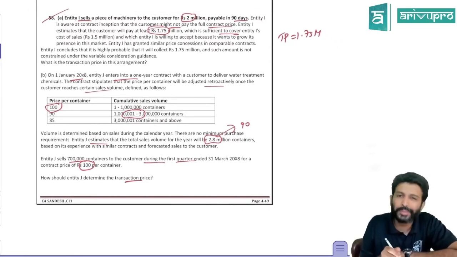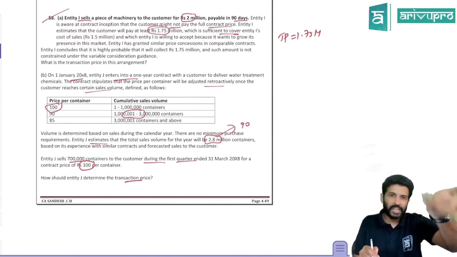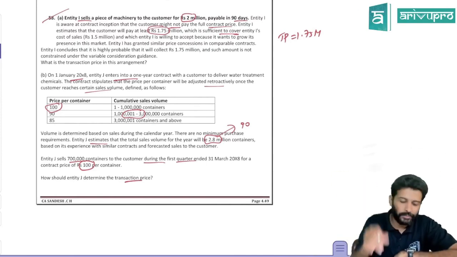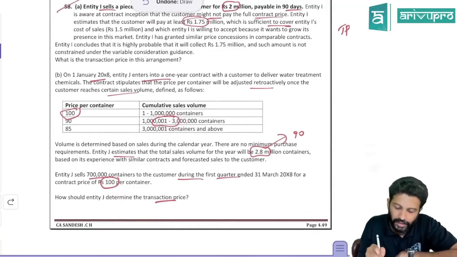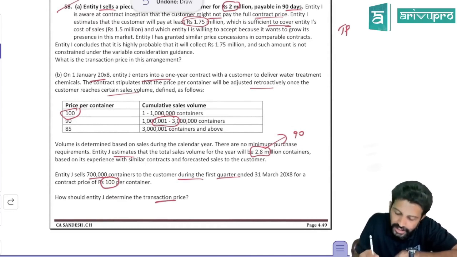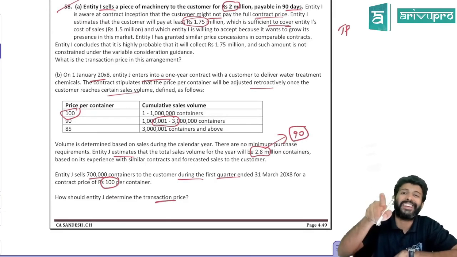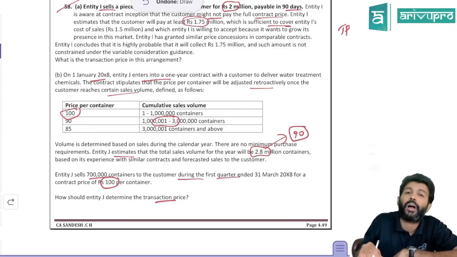So what should we do? What should be the transaction price? Boss, though we have charged 100, we can't book it as revenue because the entity feels that the customer will buy somewhere about 2.8 million containers. So the transaction price for each container should be taken as 90. But how much money did you recover from the customer?